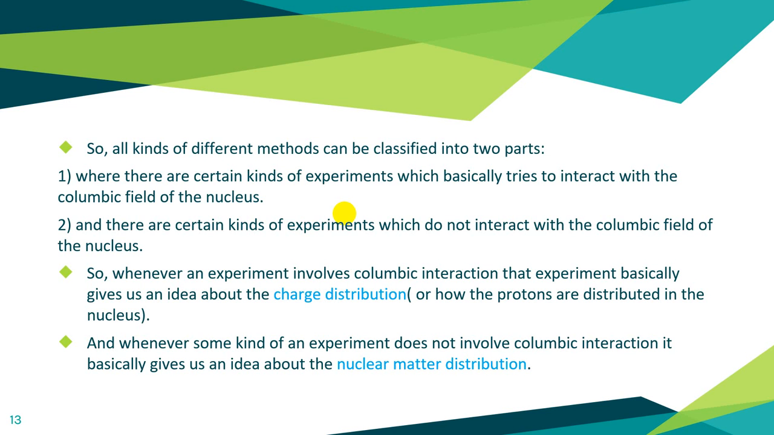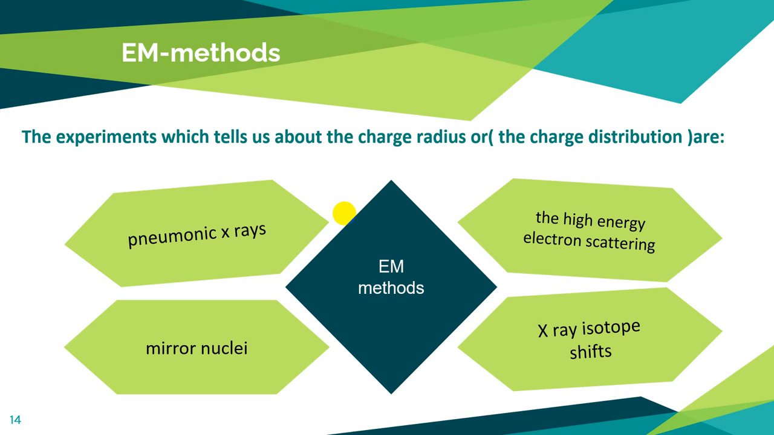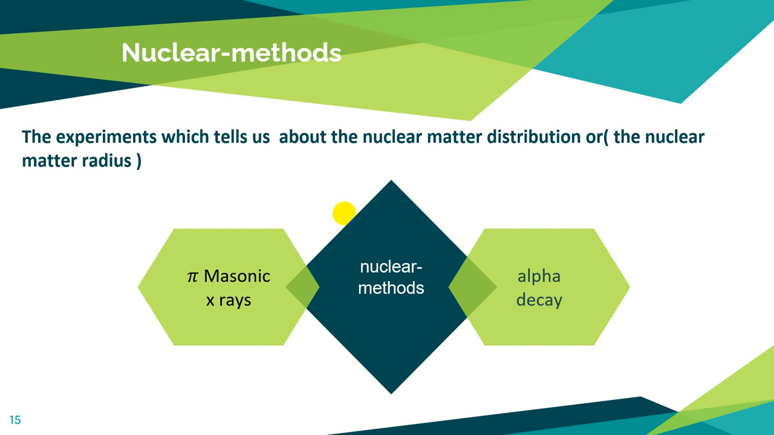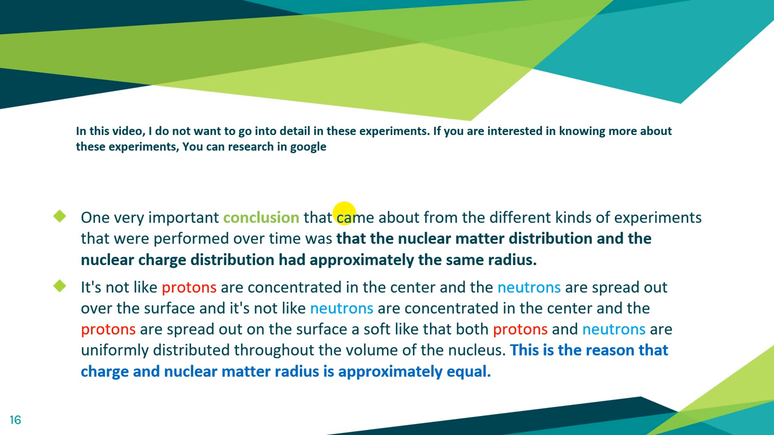Whenever an experiment does not involve Coulombic interaction, it gives us an idea about the nuclear matter distribution. The experiments which tell us about the charge radius of the charge distribution we call EM methods. The experiments which tell us about the nuclear matter distribution, or the nuclear matter radius, are called nuclear methods, like alpha decay and pionic X-ray. In this video, I don't want to go into detail on these experiments. If you are interested in knowing more about them, you can research on Google.